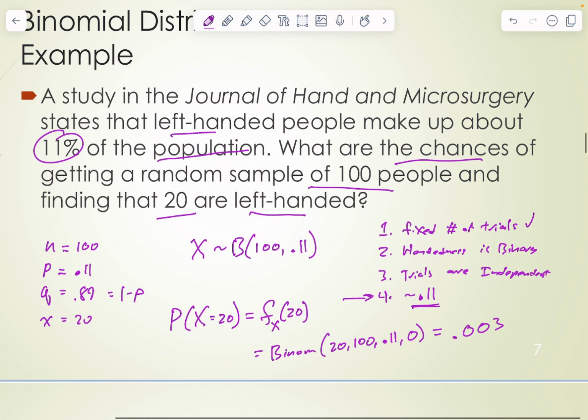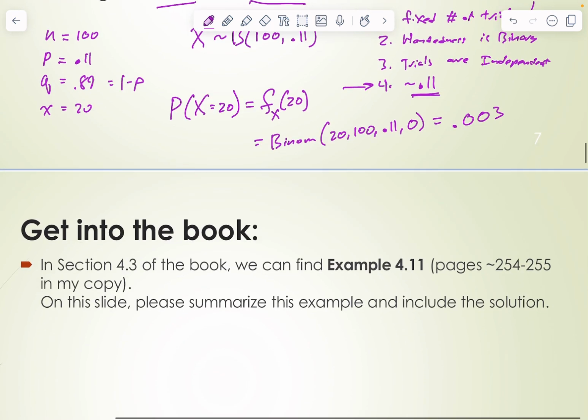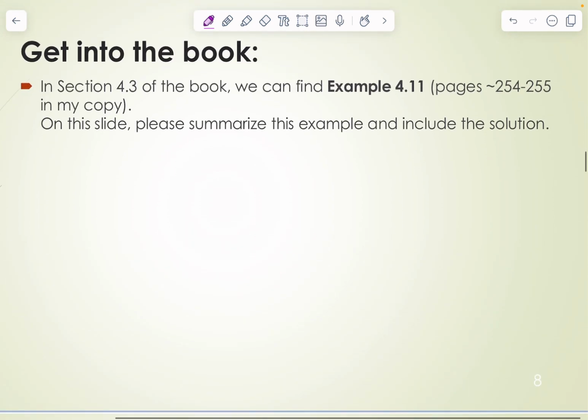Okay, so that's our binomial distribution. In section 4.3, example 4.11 is excellent. Pages may vary a little bit. On this slide, and we'll be looking at this slide, please summarize this example and include the solution. I don't want anything very lengthy, just please summarize it the best you can.